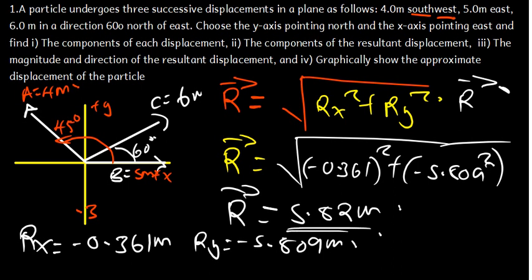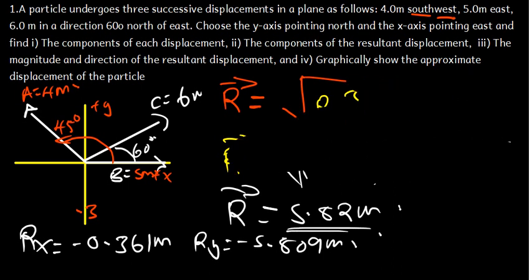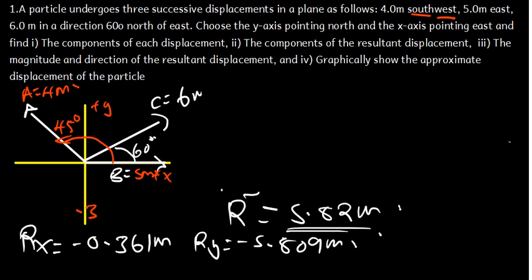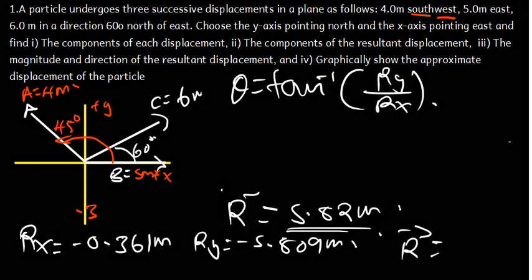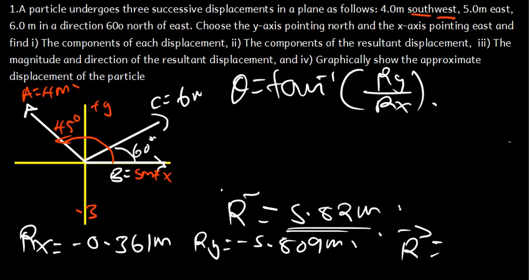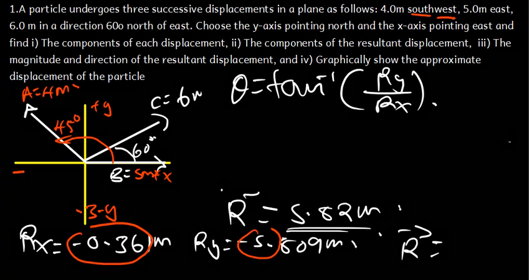Now to find the direction, we know that the direction is given by theta equals tan inverse of Ry divided by Rx. But remember, before finding the angle, we need to know whether this vector falls in the first, second, third, or fourth quadrant. How do we know? We know using the signs. Here we can see that the x component is negative and the y component is negative, so the angle has to fall in this quadrant.